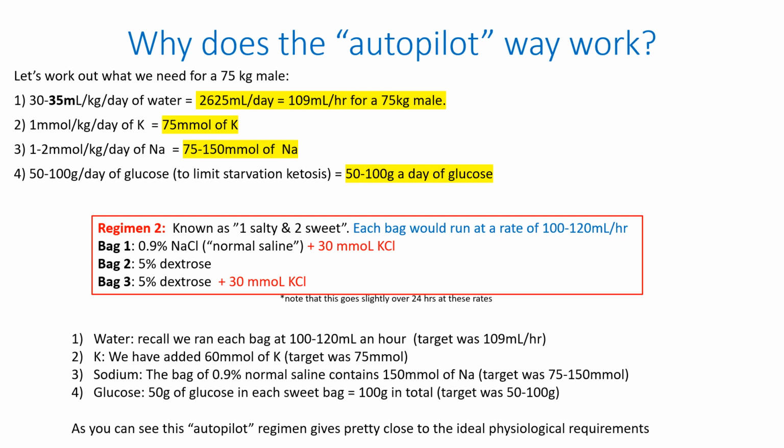If we look at our 1 salty, 2 sweet regimen, again, each bag is going to run at 100 to 120 mL an hour, giving us our target. We've got 60 millimoles of potassium in total, 30 in our first and 30 in our third bag. With regards to our sodium requirements, you're going to get 150 millimoles of sodium in your 0.9% normal saline bag. Recall the second slide I think I showed you with the properties of each type of fluid. And you're going to meet your glucose requirements with your 2 bags of dextrose. So again, this meets most of your required targets.